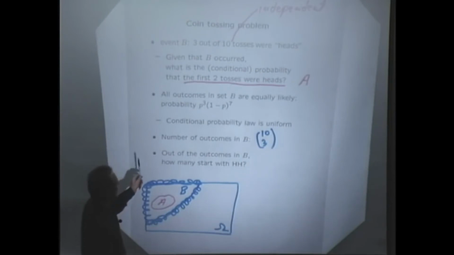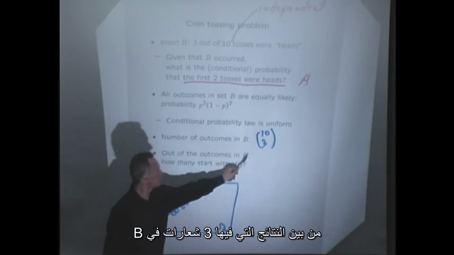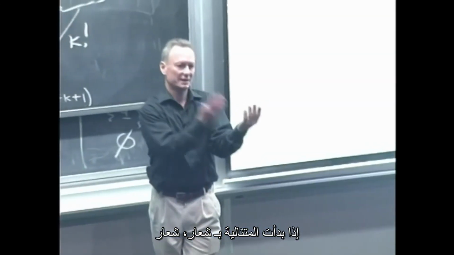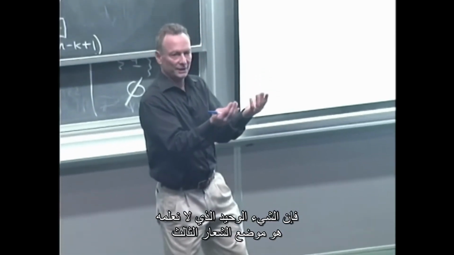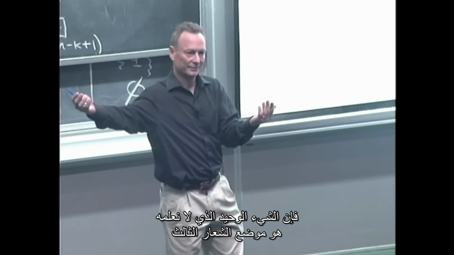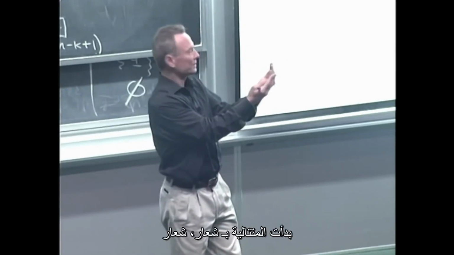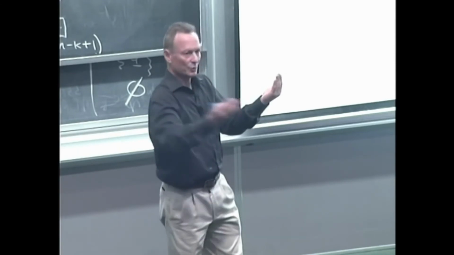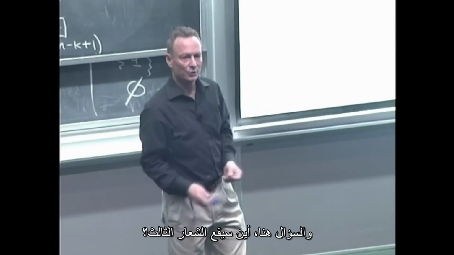If you're told that the first 2 were heads, so out of the outcomes in B that have 3 heads, how many start with heads, heads? Well, if it starts with heads, heads, then the only uncertainty is the location of the 3rd head. So we started with heads, heads. We're going to have 3 heads. The question is, where is that 3rd head going to be?